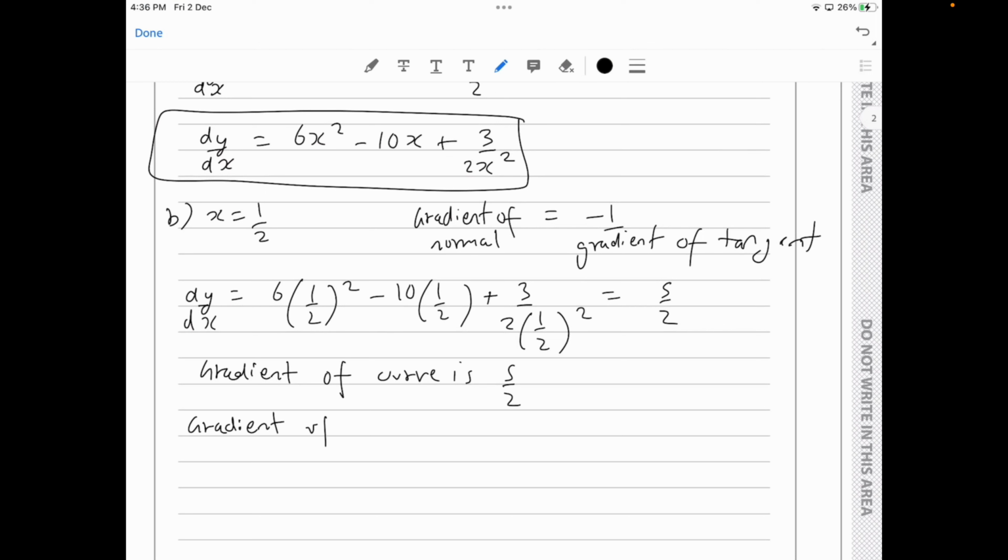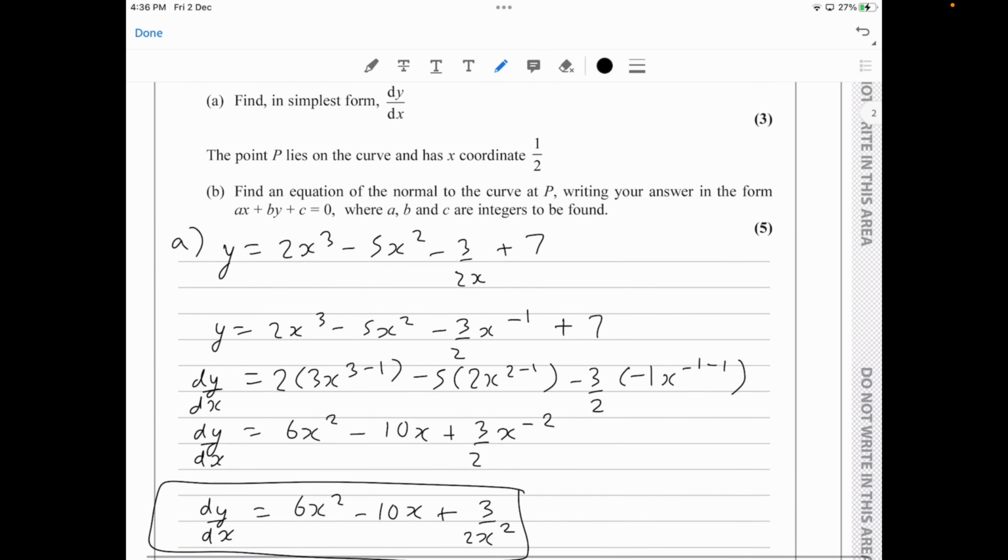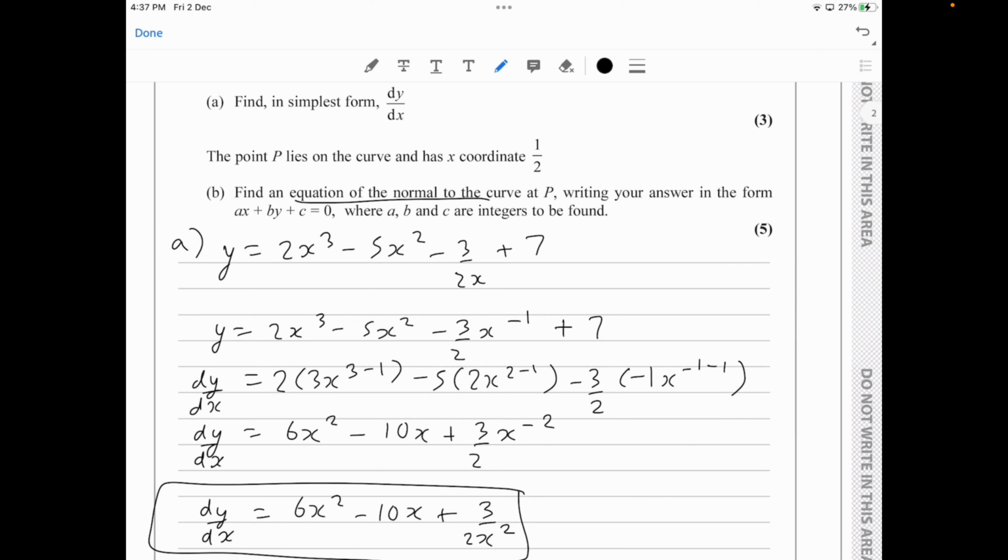To find the gradient of the normal, the reason why we're finding it is because the question is asking us to find the equation of the normal to the curve at that point.